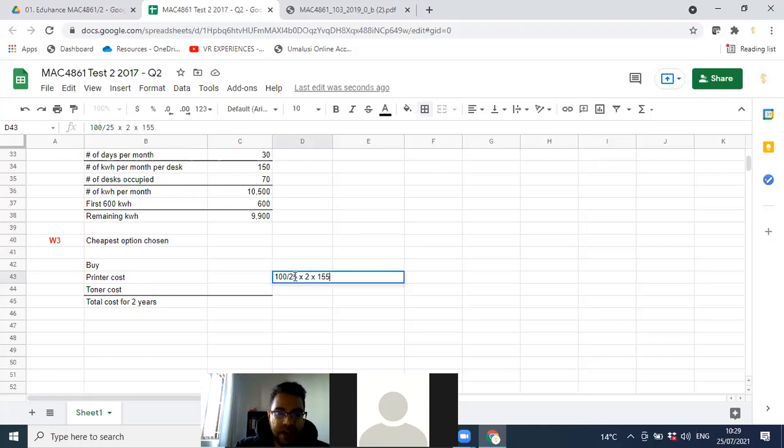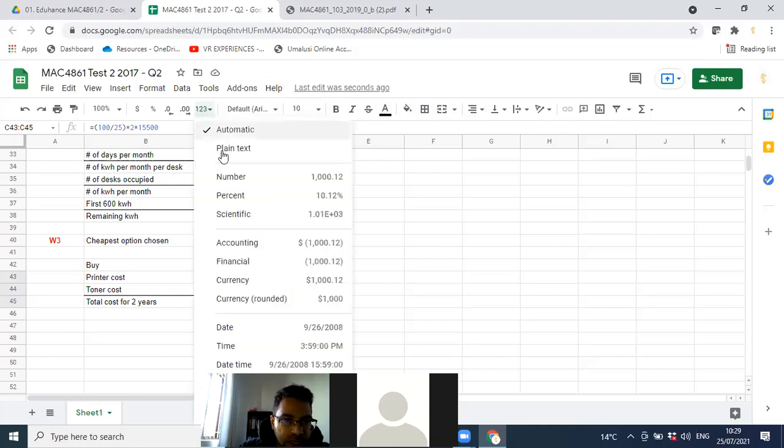15,500 per printer. So here we're going to say 100 divided by 25. As you can see, Google Sheets is telling you the answer is 4. That's 4 sets of 25 desks. Then we multiply by 2 printers for each set of 25 desks. If I put in 2, you can see Google Sheets is showing the answer is 8. Then we multiply by 15,500. So the cost of the printers is going to add up to 124. We're only going to buy printers once in this 2 years, based on what they are telling us.